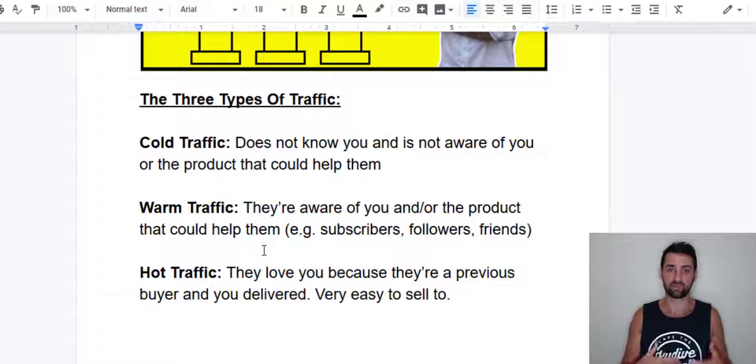Warm traffic is traffic that has come across you. They're starting to get to know you through maybe some sort of social media platform, whether you're doing blogging, YouTube, or whether you're on Facebook. You're getting content out there, and they've come across it. They actually like the content. They're digesting some of the content, and they're really getting to know you. They're getting to like you, and they're getting to trust you.